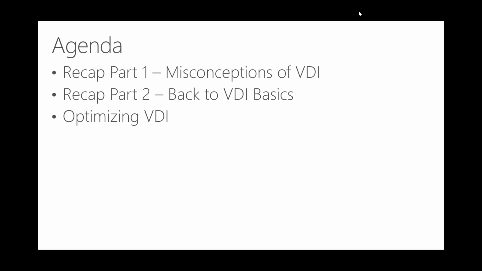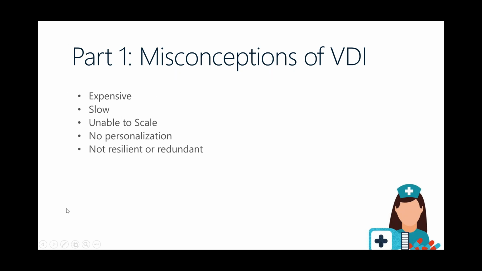My pleasure. So I think everyone knows that this is a three-part series. Part one, we talked about misconceptions of VDI, so we're going to quickly recap that. Part two, we talked about back to VDI basics, where we talked about some of the new technology stacks that make VDI so viable today. And then after those two quick recaps, we're going to get into the meat of today's discussion, which is optimizing VDI so that you can get to a full production rollout and realize the full benefits of it. So let's get started, Hannah.